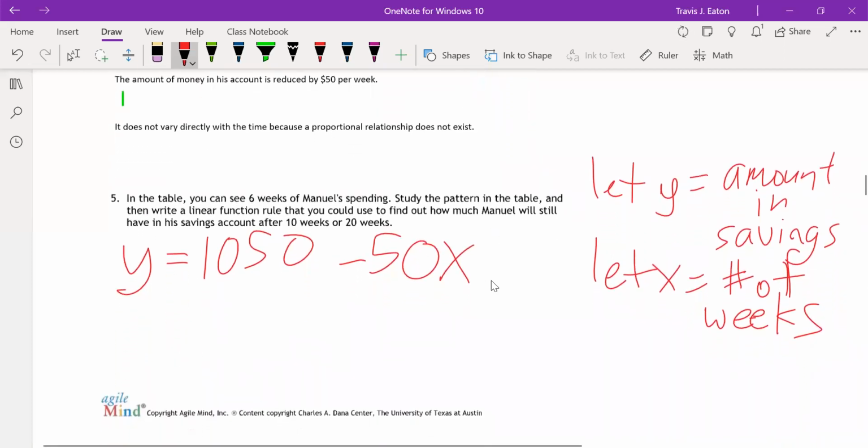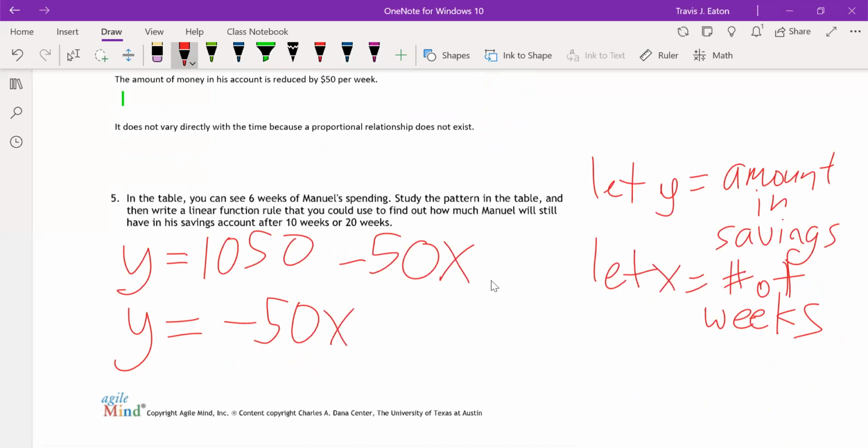Now, that's great, except this isn't in slope-intercept form, which is what we've been practicing. So what you could say instead is that the amount of money in his account is $50 withdrawn for every week, starting at 1,050. So either one of those is absolutely correct because they are interchangeable like that.